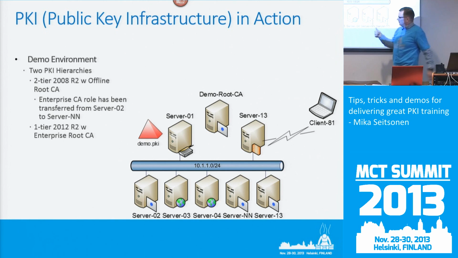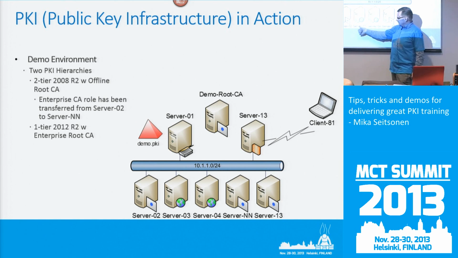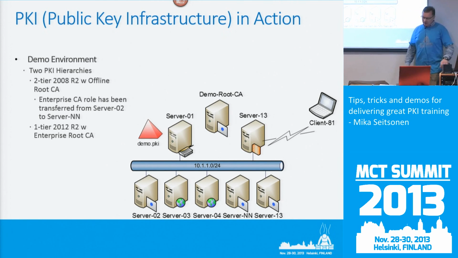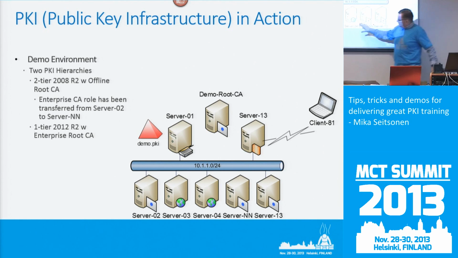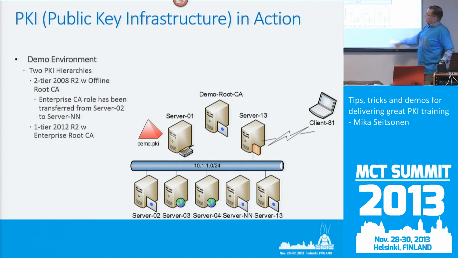In this environment, we also have OCSP, the Online Certificate Status Protocol Web Responder, located on server 03, and then there is also Forefront Identity Manager certificate management, which is located on server 04. This is kind of an old environment, so all those servers are running on 2008 R2, and on the right side we have two servers running 2012 R2. One of them is a direct access server, and the other one is the enterprise CA, so there is no two-tier setup for the CAs here.